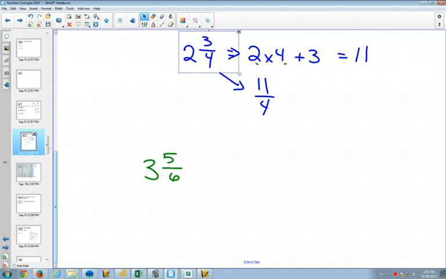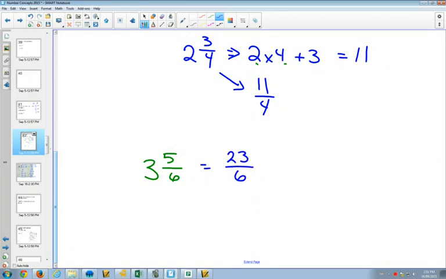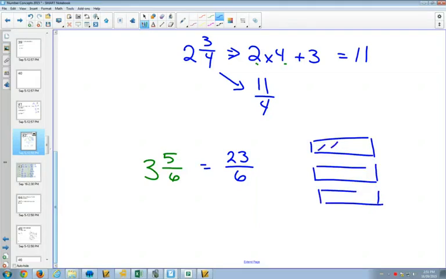Six times 3 is 18, plus 5 is 23. This is 23/6. If we imagined 3 full chocolate bars, and then you have 5 out of 6 of the last chocolate bar.